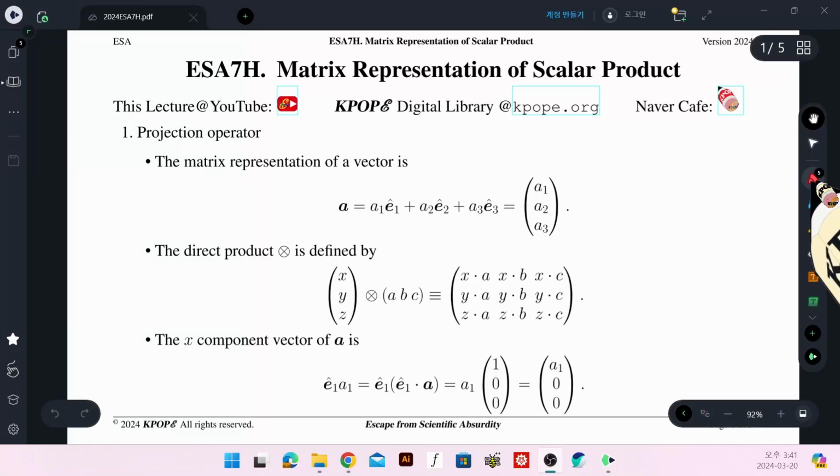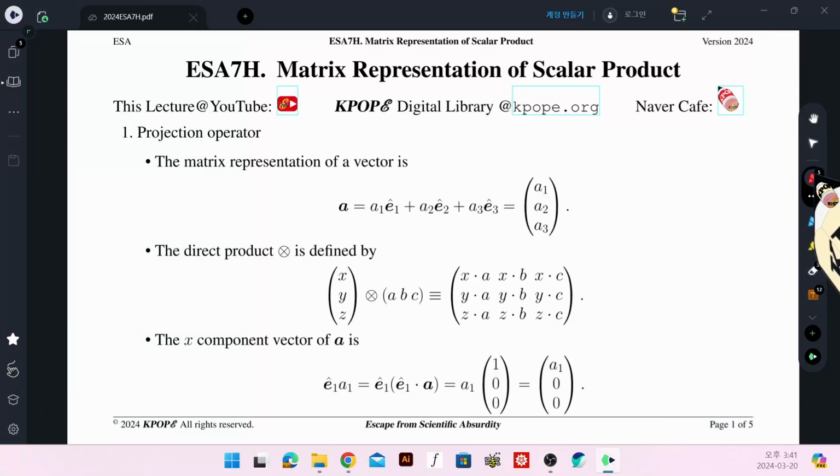Today we study the matrix representation of a scalar product. Because we have already studied the matrix representation of the scalar product in the main theme, today we focus on the direct product that is closely related to expressing the completeness relation, the projection operator.